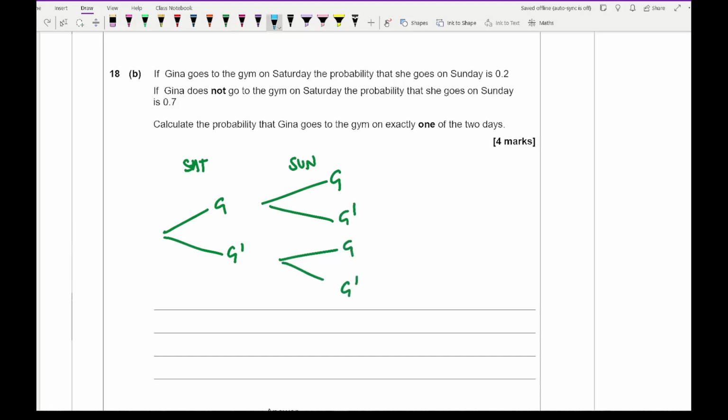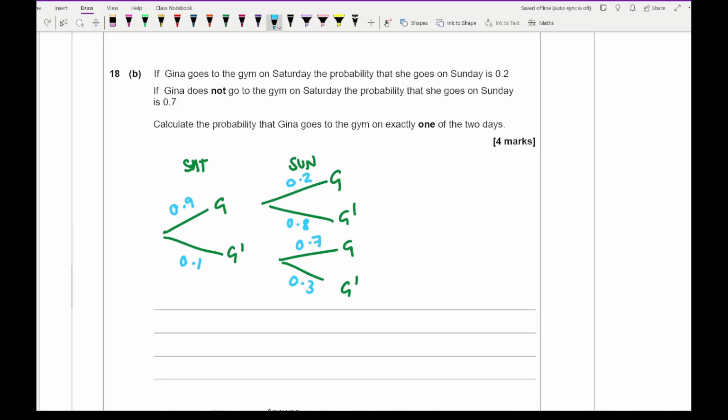Now we can see from part a that the first probability is going to be 0.9, which means the probability she doesn't go to the gym on Saturday is 0.1. Now the statement says that if she goes to the gym on Saturday, the probability she goes to the gym on Sunday is 0.2, meaning that the other branch is going to be 0.8. And if she doesn't go to the gym on Saturday, the probability she goes to the gym is going to be 0.7, so the probability she doesn't go to the gym is then going to be 0.3.